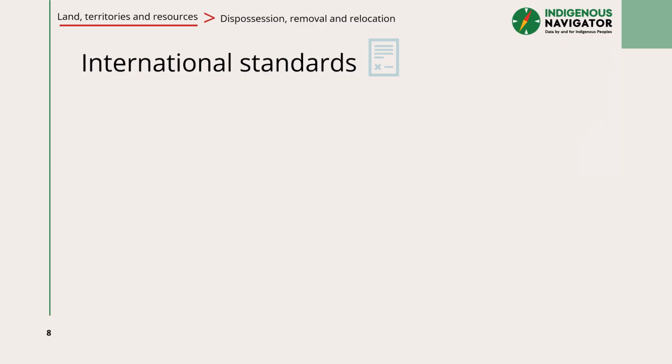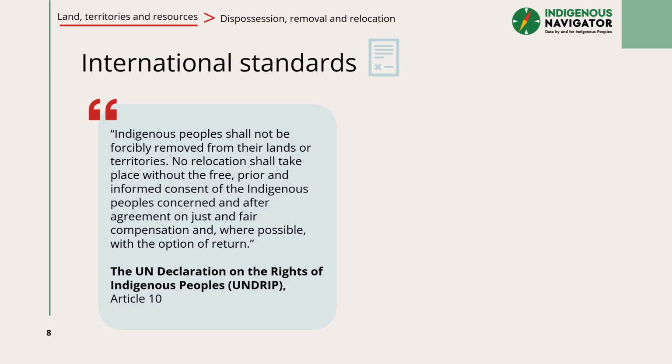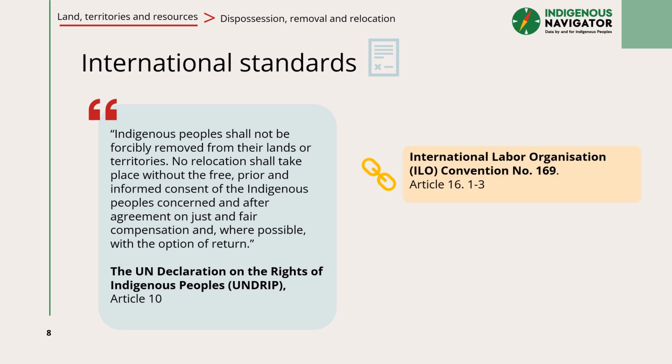Article 10 of UNDRIP clearly states that Indigenous peoples shall not be forcibly removed from their lands or territories. No relocation shall take place without the free, prior, and informed consent of the Indigenous peoples concerned, and after their agreement on just and fair compensation and, where possible, with the option of return. This is reinforced in the International Labour Organization Convention No. 169, or ILO 169.